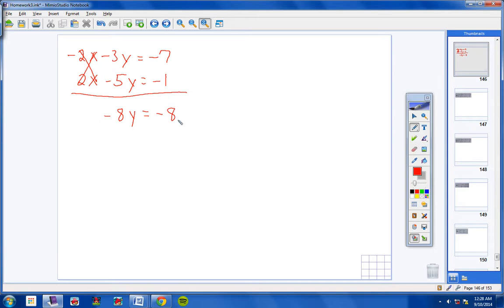Now divide both sides by negative 8, and y equals 1, because negative 8 divided by negative 8 is 1. So there. Now I know what y is, 1. Now it doesn't matter if you use the top equation or the bottom equation. I'm going to take the top equation, negative 2x minus 3y equals a negative 7, and where the y is, I'm going to substitute 1, because I now know that y equals 1.